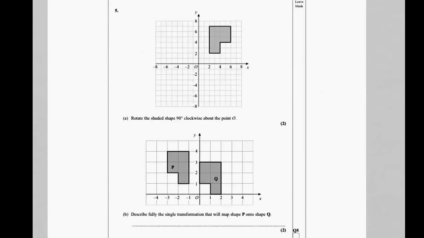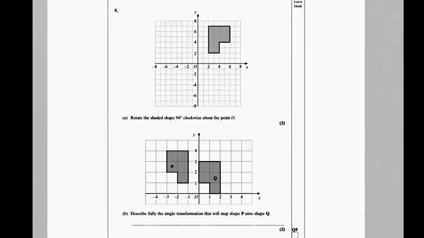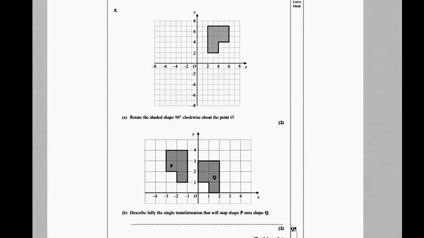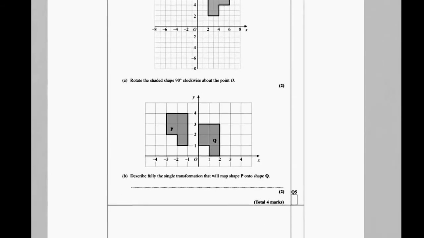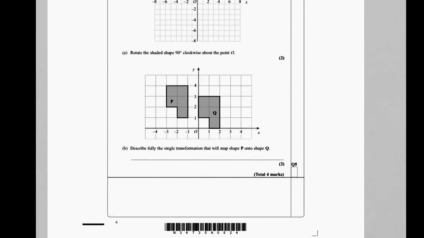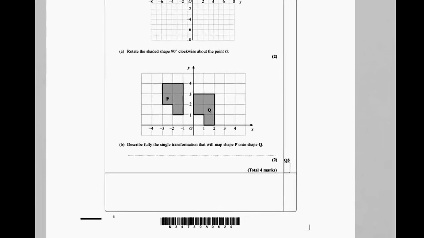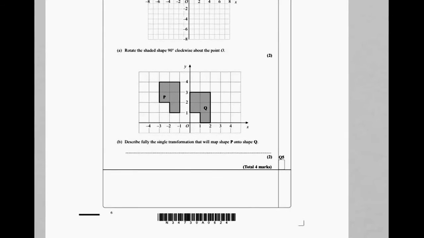Okay, question 5. This A part I can't really do because I would need a piece of tracing paper, but the B part is quite nice and easy to look at. It says, describe fully the single transformation that maps shape P onto shape Q. And so it uses this word transformation. So there are 4 different transformations I could choose from.